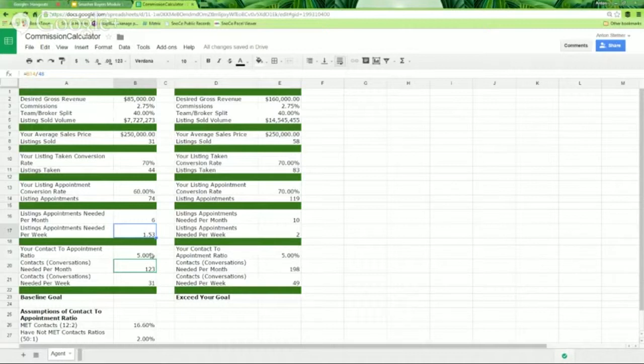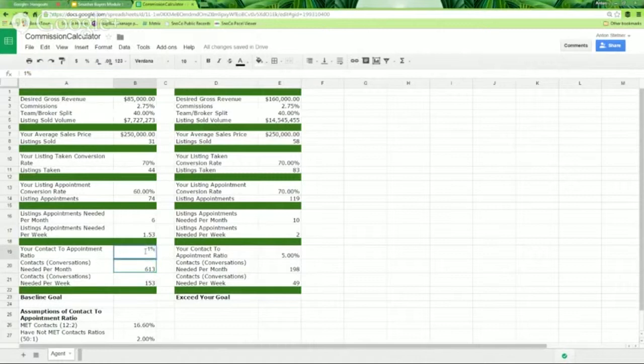Okay, now here's where it gets really funny. I want you guys to see where this says contact to appointment ratio. Now, if you're just strictly calling random strangers out of the phone book, you're smashing internet leads, dialing FSBOs, dialing expireds, things like that, let's assume you've got a really low conversion ratio, that's 1%. That means you would need to do 153 conversations a week.